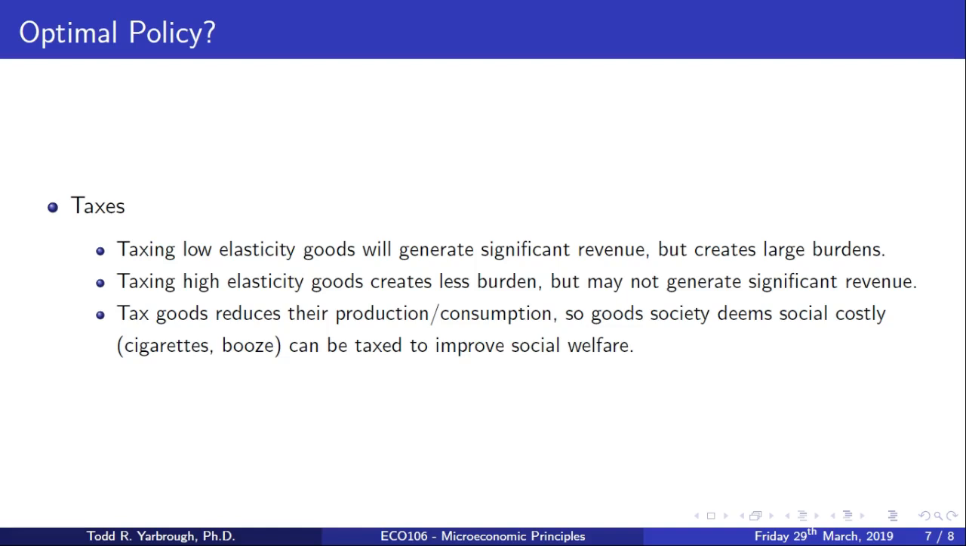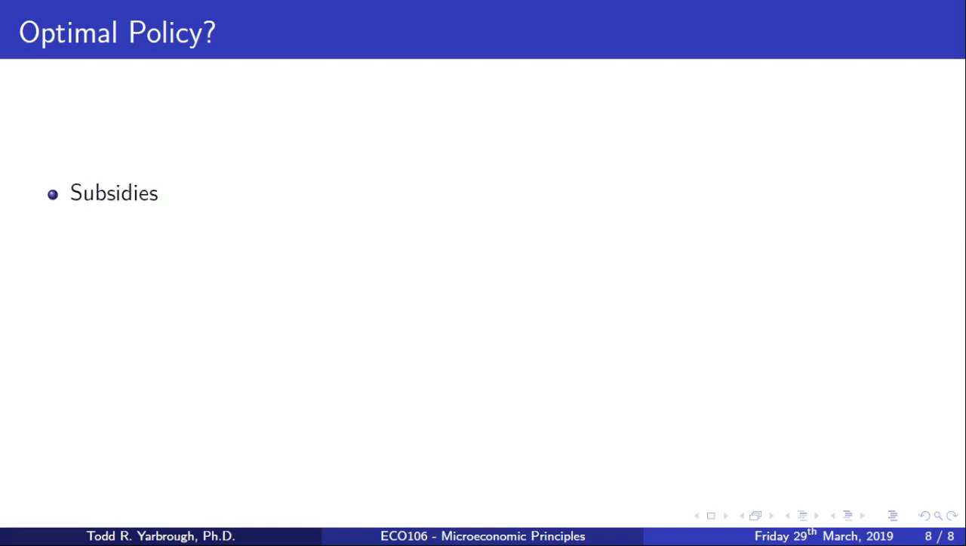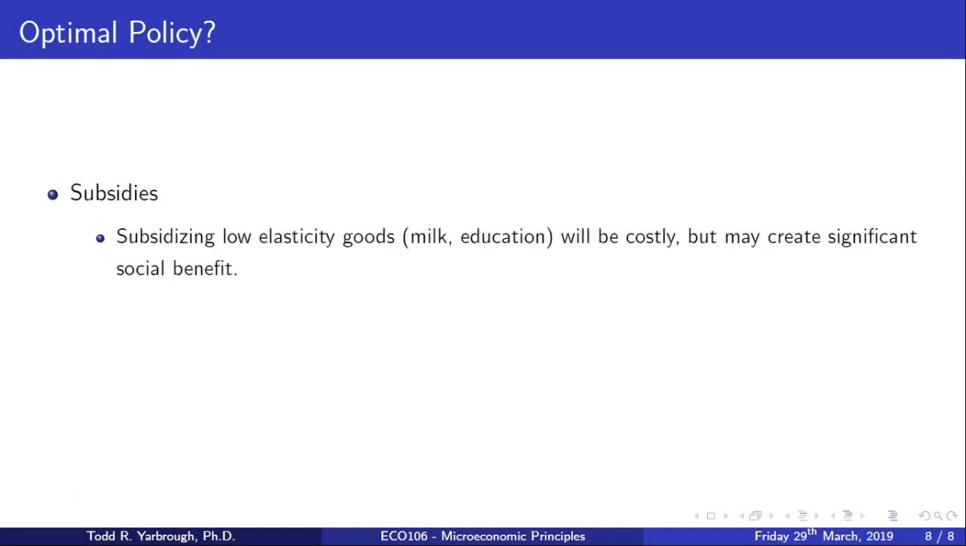It's important to realize what a tax does. It reduces the incentive to produce and consume a product, and so if we tax a product, we can be reasonably assured that we're going to reduce its production and consumption. With subsidies, if we subsidize low elasticity goods, this is going to be very costly because these are products that are consumed a lot. And so if the government subsidizes products that are consumed a lot, it's going to cost the government a lot of money.